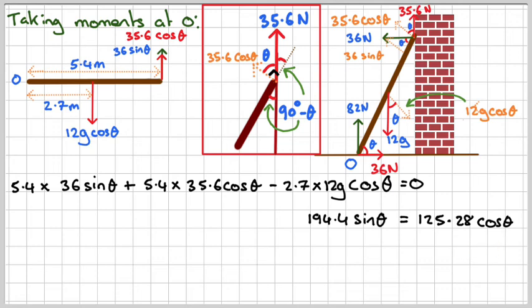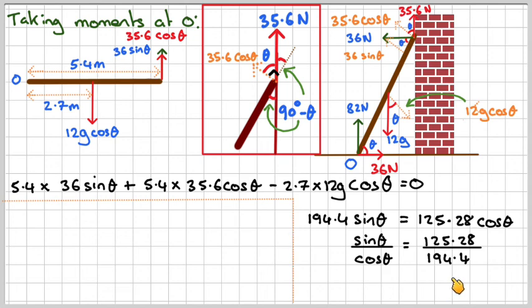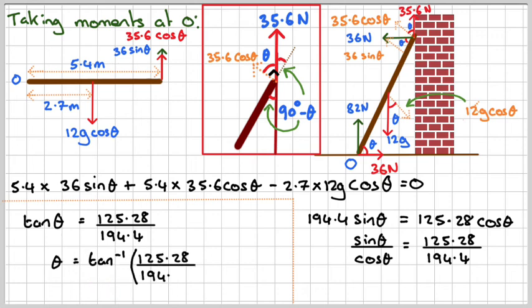125.28 cos theta. Taking cos theta underneath here, so we get sine theta over cos theta, and then we're going to have here 125.28 over 194.4. Now sine over cos is actually equal to tan. So tan theta is equal to this value here, and then theta will be tan to the minus 1 of 125.28 over 194.4, which will give me an angle of 32.8 degrees to 1 decimal place. Quite a shallow angle for a ladder.